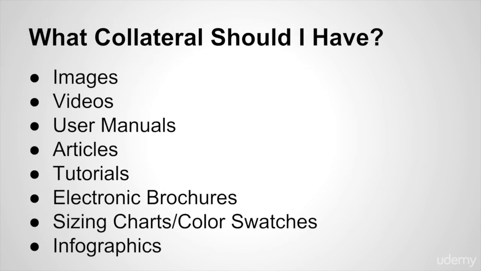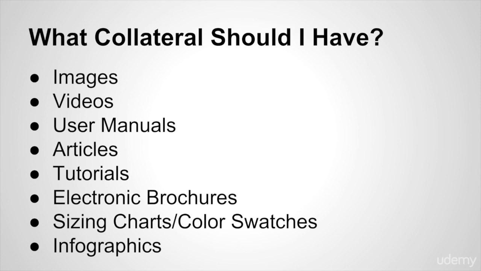What types of content collateral should you have? Images are really important. Videos are also important for YouTube. Product user manuals are also useful because you can create marketing collateral from user manuals. That marketing collateral is typically pretty technical in nature and can be used to build links and also to build up followers on your social media properties.